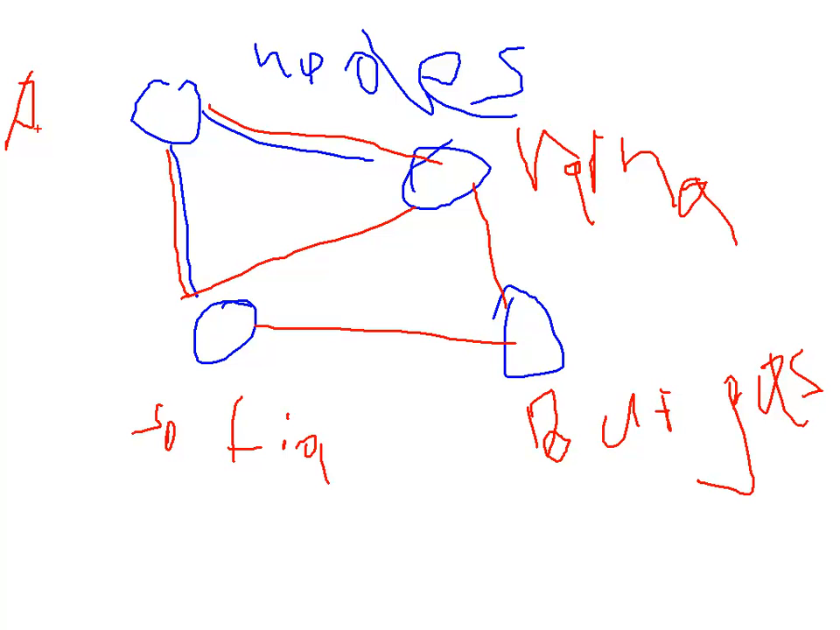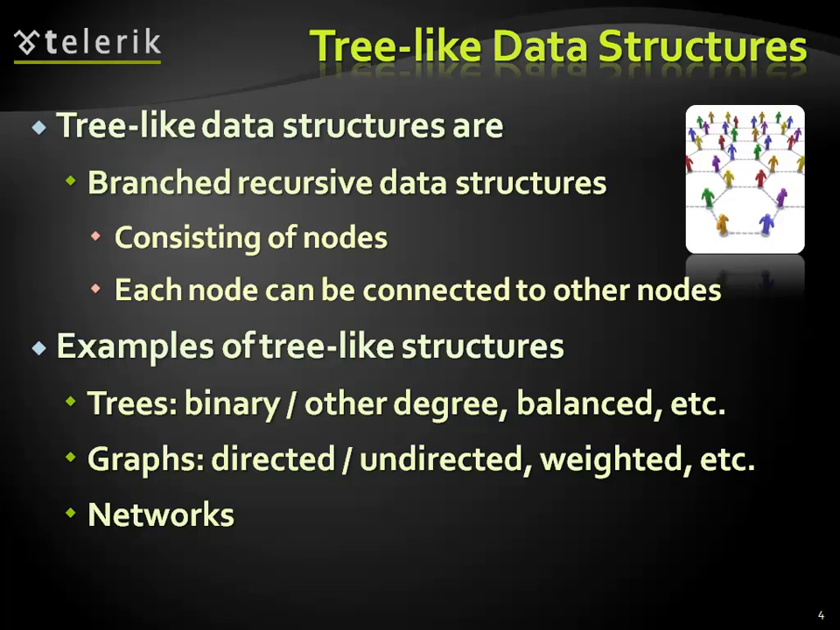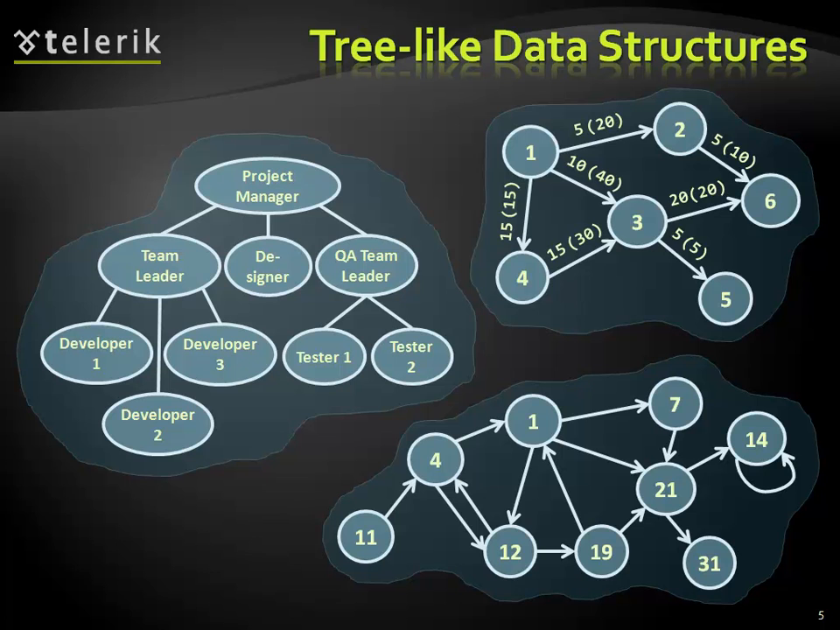The road system in our country is a graph, and everything that has connections between its elements, any set which has connections between its elements, can be represented as a graph. Okay, enough of that. So trees are types of graphs. Networks are types of graphs. We'll say what's a network and what's a tree now.